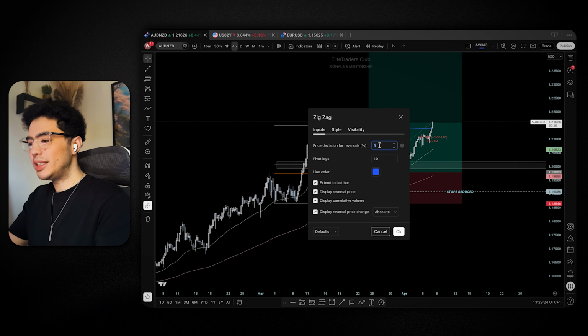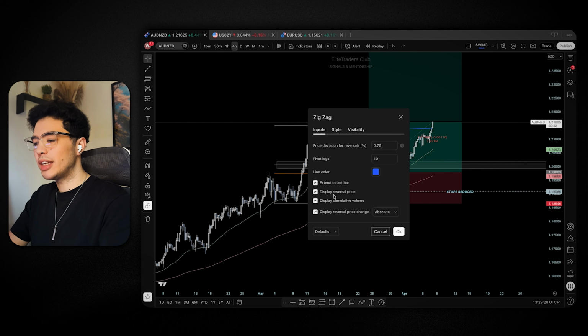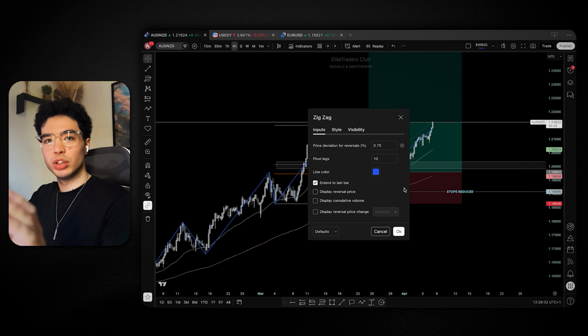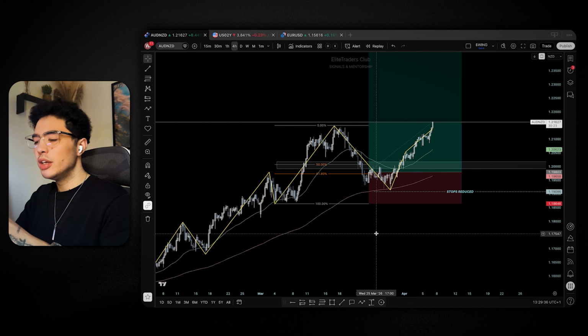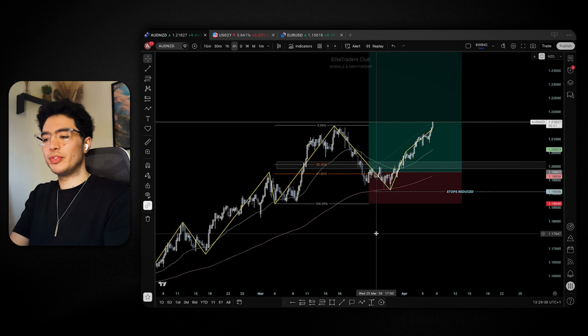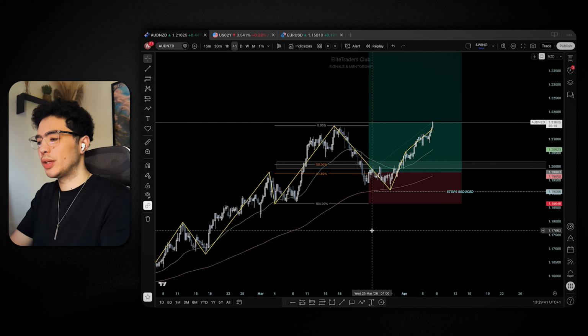For the price deviation of reversals, I use 0.75. I then uncheck the bottom three checkboxes, and you can have the color, whatever. I'm going to make it a nice yellow so you can see it on the screen clearly. So there we go. It's done for us. We've now got the swing highs and the swing lows in the markets.